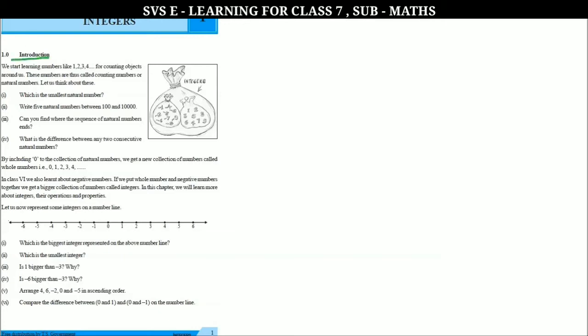Introduction. We start learning numbers like 1, 2, 3, 4 for counting objects around us. These numbers are thus called counting numbers or natural numbers. So the first keyword for today is natural numbers. Let's keep this keyword aside. We'll discuss it later. Once we cover the whole text, we'll discuss all the keywords.